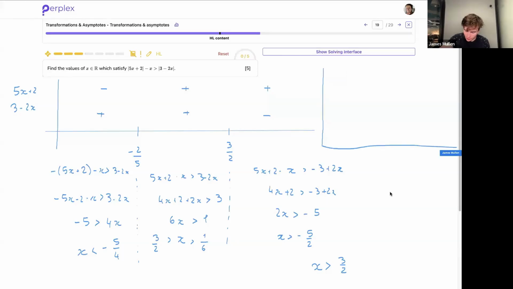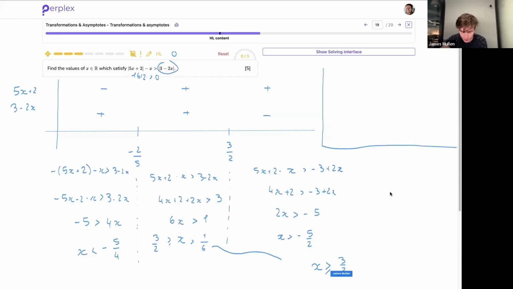One thing I want you to notice is if I combine both of these conditions together, I have x from 1/6 up to 3/2, and then x bigger than 3/2. I didn't put the inclusive inequality here, but let's check what happens when x is 3/2. This side is just going to be 0, and 5x plus 2 is going to be 15/2 plus 2, which is 19/2 minus 3/2, which is 16/2. So that is indeed bigger than 0. So x equals 3/2 is valid, so I can put inclusive here.